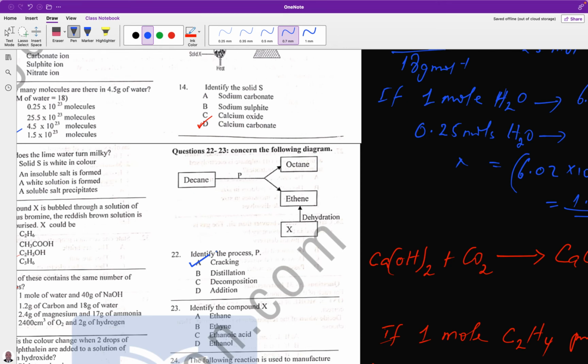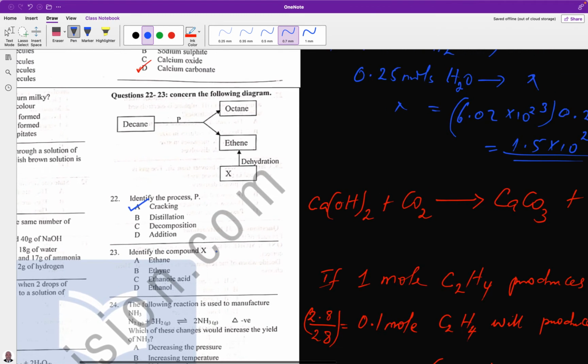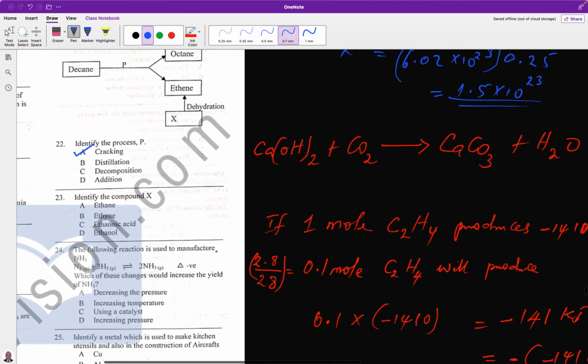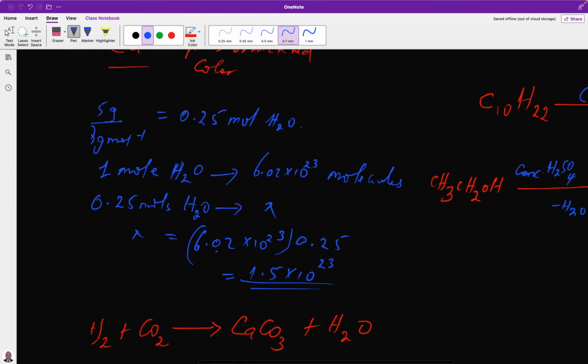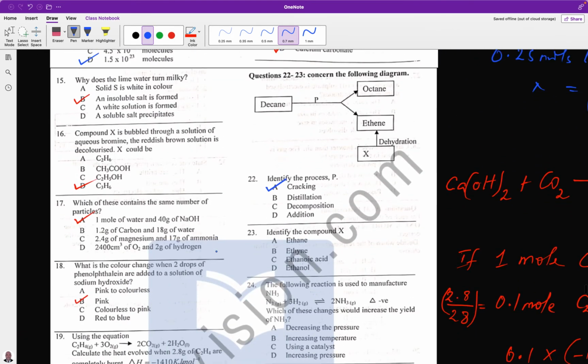Now, again, identify the compound X. The compound X that went through dehydration is ethanol. The compound X is ethanol that went through that. It is ethanol. There it is. We have ethene. So D is the right answer.